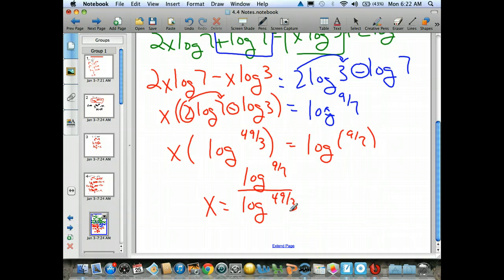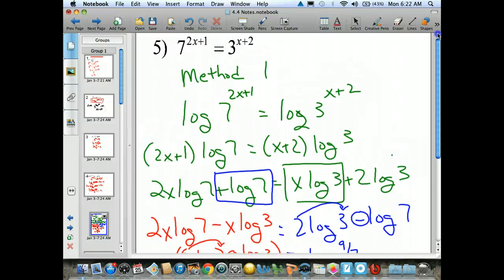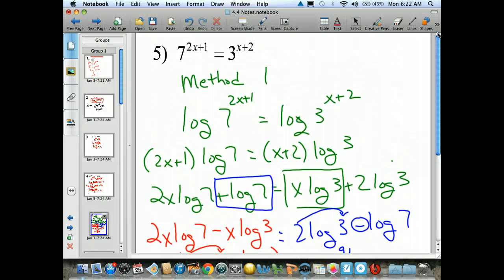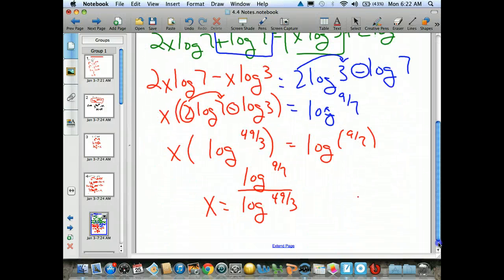And that's a relatively easy expression to type into my calculator to check, to make sure that it indeed does work in my original equation here. You always want to make sure that you check it back up here with your original equation. You may have made a mistake when you translated it or took the logs of both sides there. So that's method one for solving this type of an equation.